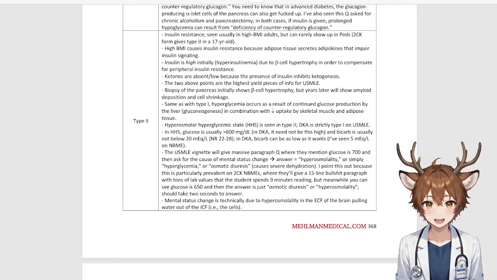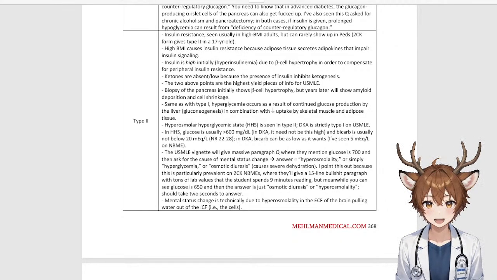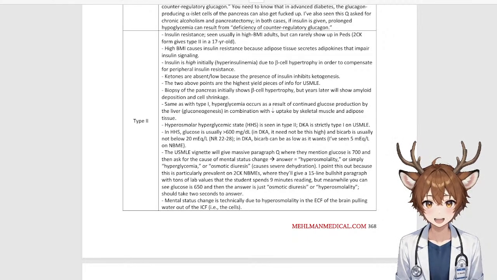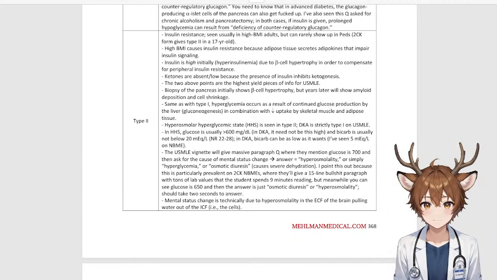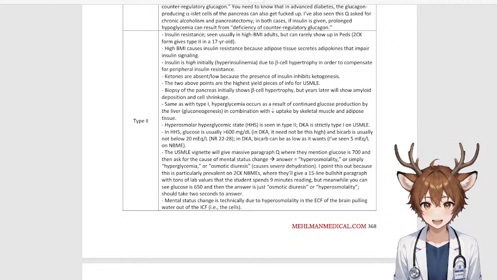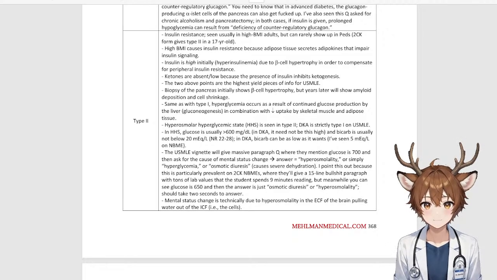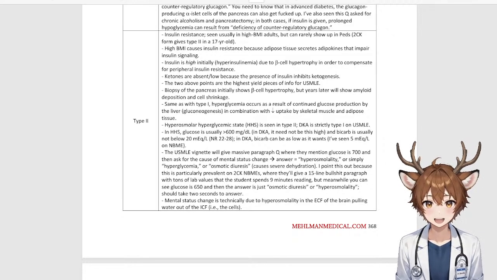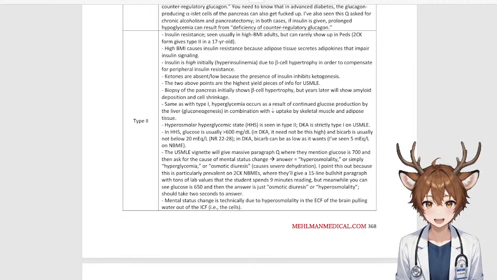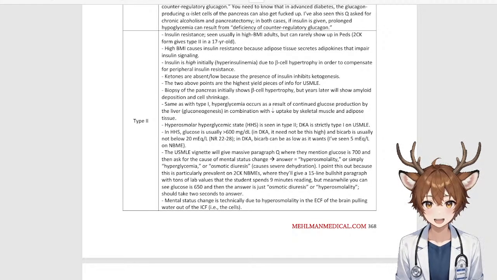The USMLE vignette will give you a massive paragraph question where they mention glucose is 700 and then ask for the cause of the mental status change. The answer should be hyperosmolality or simply hyperglycemia or osmotic diuresis because it causes severe dehydration. I point this out because this is particularly prevalent on 2CK NBMEs where they'll give you a 15-line junk paragraph with tons of lab values that the student spends 9 minutes reading, but meanwhile you can see the glucose is 650 and then the answer is just osmotic diuresis or hyperosmolality. Should take 2 seconds to answer.